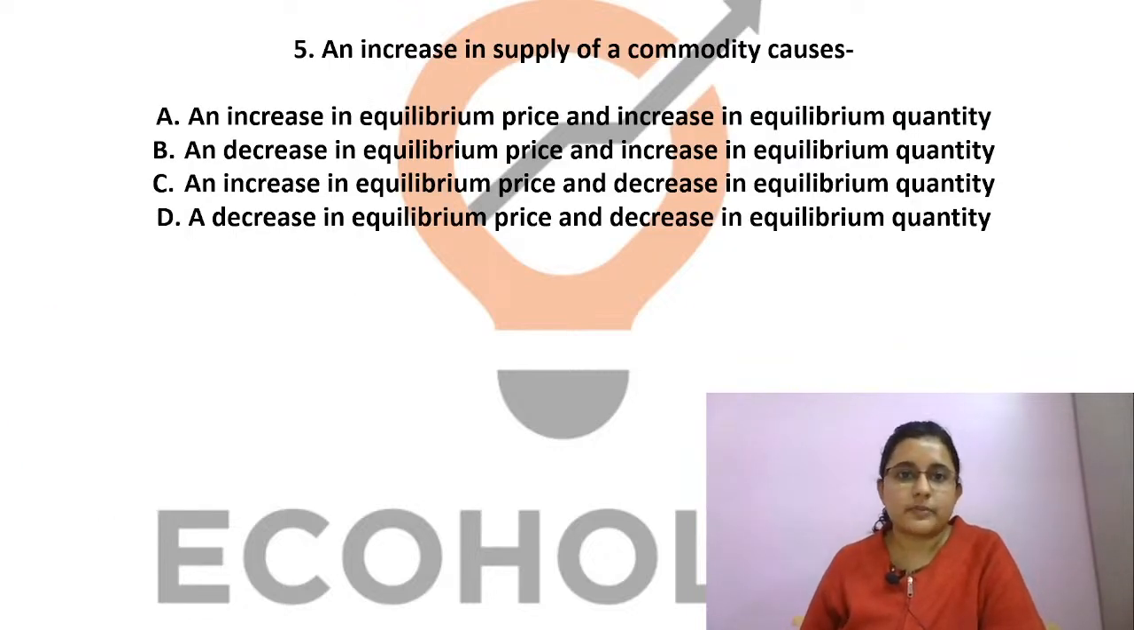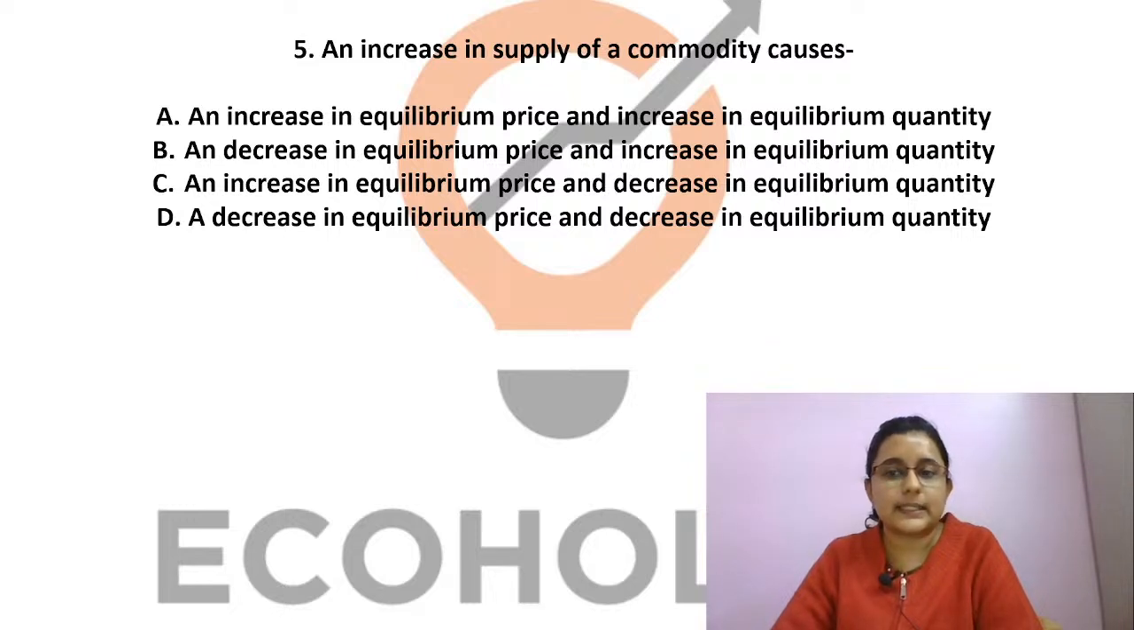Coming to question number 5, an increase in supply of a commodity causes what? The supply of a commodity has increased. So what will happen? This would lead to an increase in equilibrium price and increase in equilibrium quantity, or a decrease in equilibrium price and increase in equilibrium quantity, or an increase in equilibrium price and decrease in equilibrium quantity, or a decrease in equilibrium price and decrease in equilibrium quantity. What will happen if there is an increase in the supply of commodity? What will it cause?